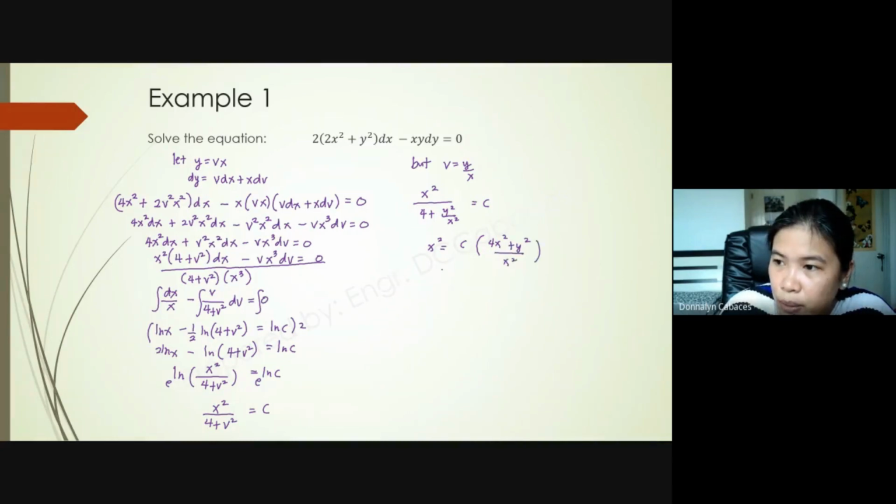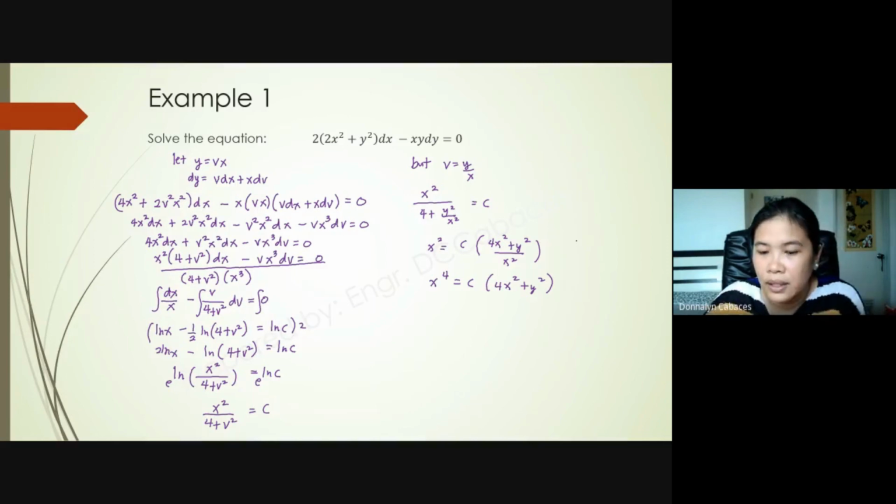Or cross multiplying, you have x to the fourth is equal to c times 4x squared plus y squared. So that is now the solution of the homogeneous differential equation.